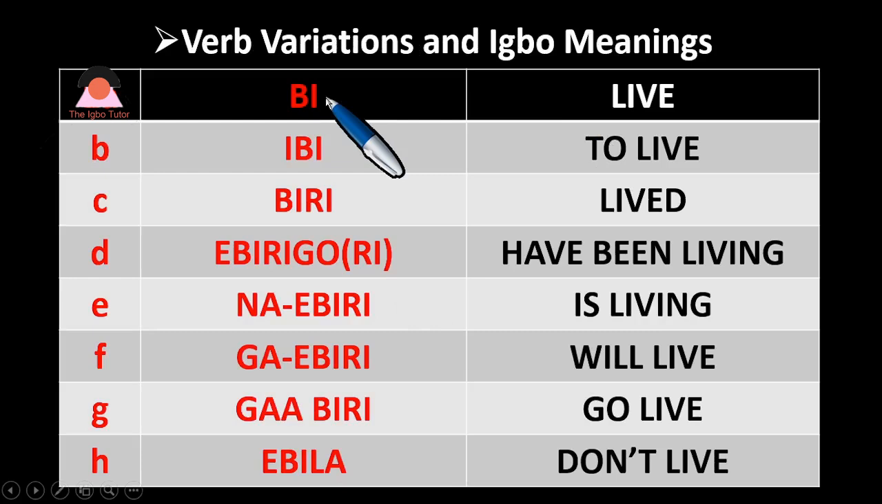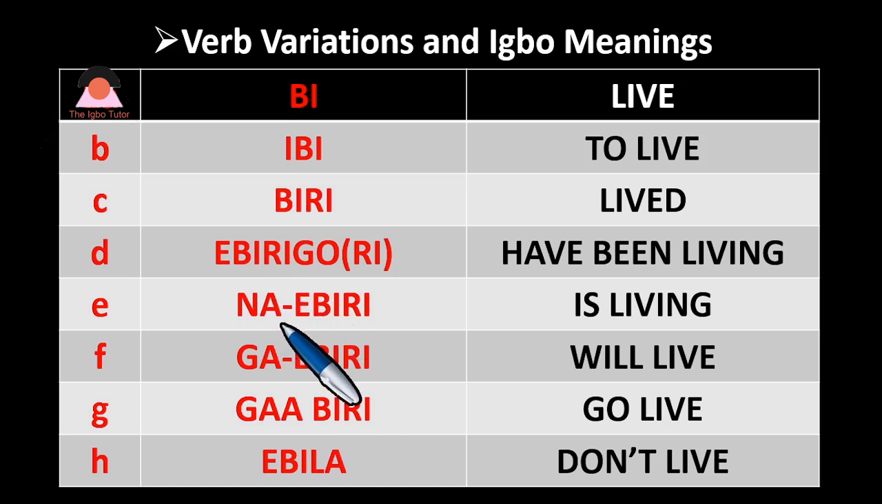We're going to break it down into its various forms. We have be here, meaning leave, as you can see from the right hand side. Ebi, meaning to leave. We have biri, past tense of leave, which is leaved. We now have ebirigo or ebirigori, as you see in the bracket. You may choose to use that or use ebirigo, which means have lived or have been living.